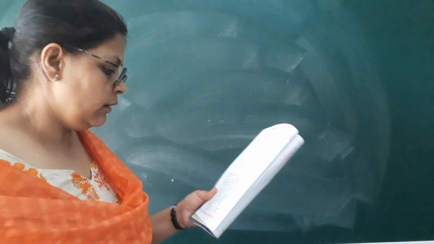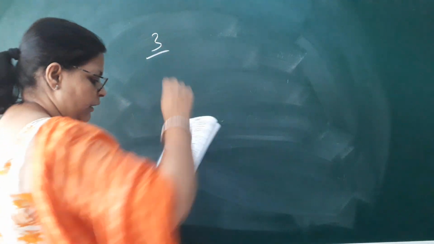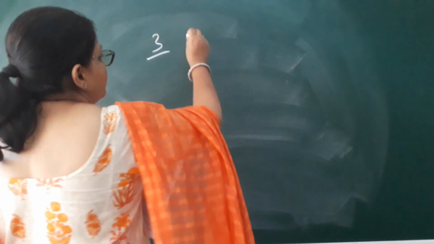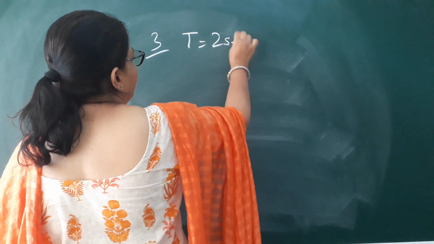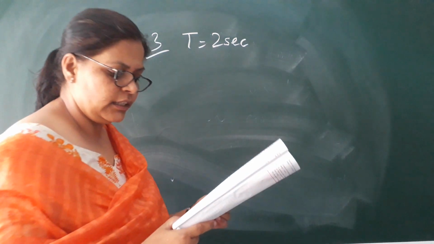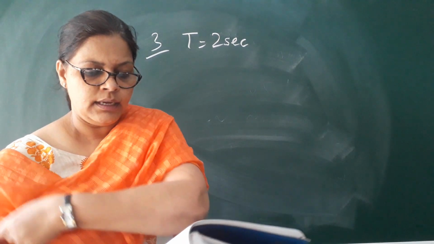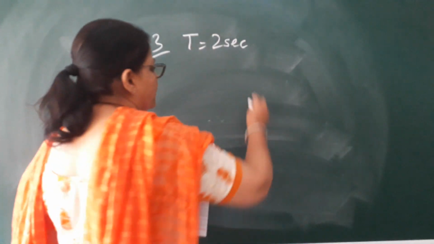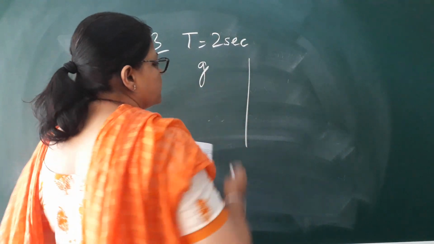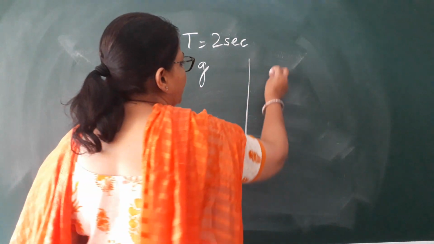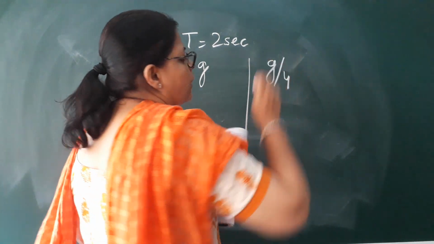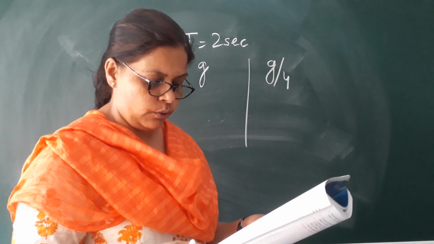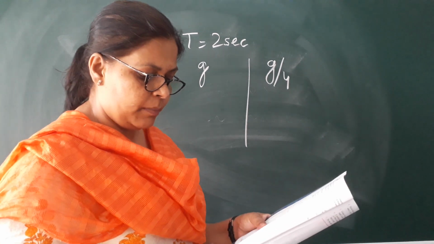The third numerical is that a seconds pendulum. Now, they have given seconds pendulum, so we will take time period directly to be 2 seconds. A seconds pendulum is taken to a place where acceleration due to gravity falls to 1/4. It's a comparison question. Let us suppose initially the acceleration due to gravity is g. After that, it falls to 1/4, means it becomes g by 4. Now, how is the time period of the pendulum affected?